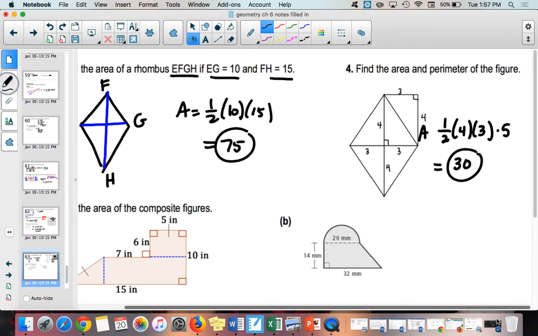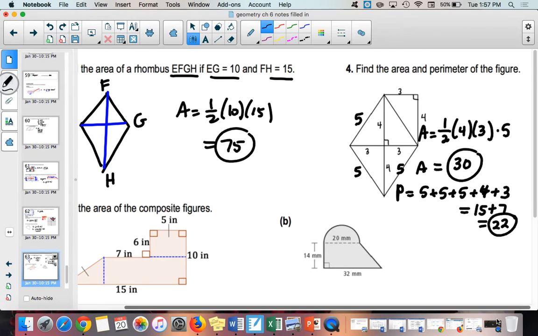Yeah, so that's the area, right? So what's the perimeter? Did you guys get area was 30 or no? Yeah. Okay. And so the perimeter would be, did you guys find each of these sides were 5 by Pythagorean theorem? So we have 5 plus 5 plus 5 plus 4 plus 3. So 15 plus 7 is 22. So 22. Yes? No? I got 20. I got 22. Okay.